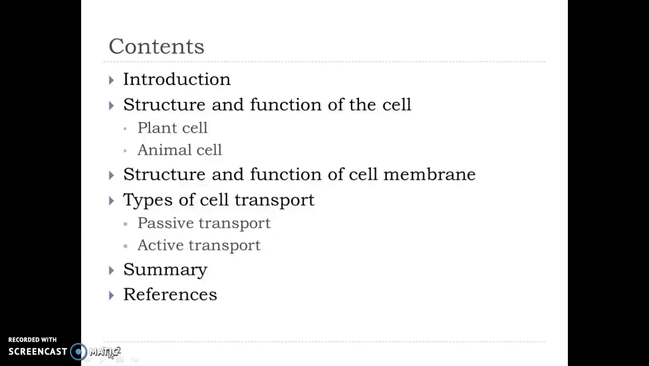The contents include the introduction about transport, the structure and function of the cell because transport occurs within the cell. So the different types of cells like plant cell, animal cell, the structure and function of a cell membrane, because mostly the transport occurs through the membrane, and the types of cell transport, that is passive and active, the summary and some of the references which I have included.